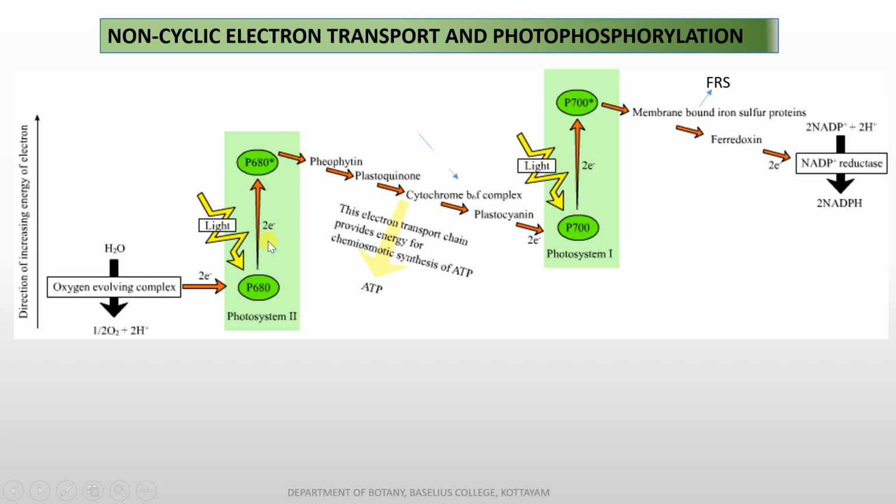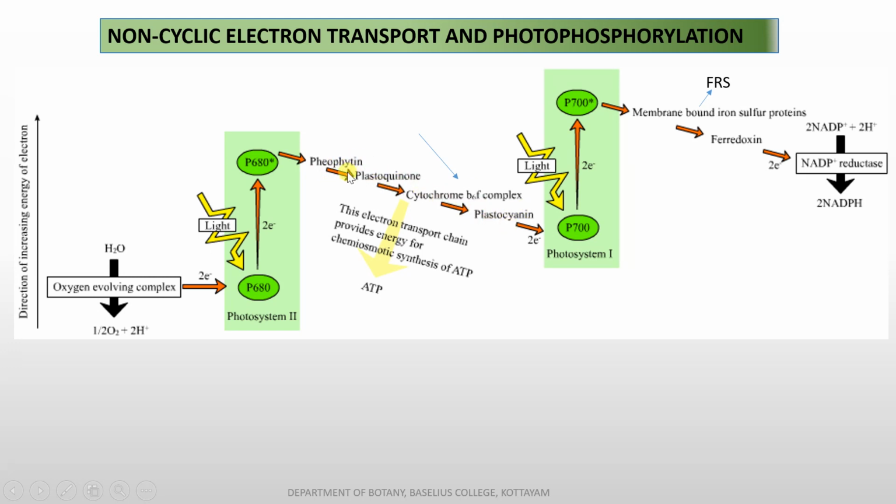Now 2 electrons are ejected from this excited P680, and these electrons are primarily accepted by pheophytin. Pheophytin is the compound which takes electrons from the excited P680, and from pheophytin these electrons pass in a downhill way.